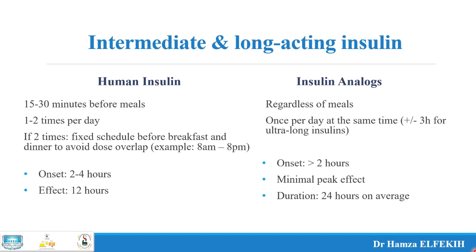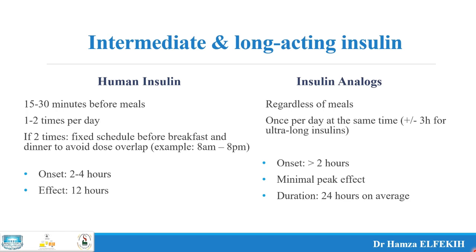If we administer intermediate human insulin twice per day, the schedule should be fixed. For example, the patient should administer it at 8 a.m. and at 8 p.m. to avoid dose overlap. So the effect lasts 12 hours and the effect will start after 2 hours.